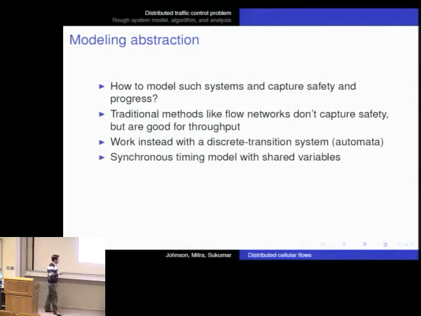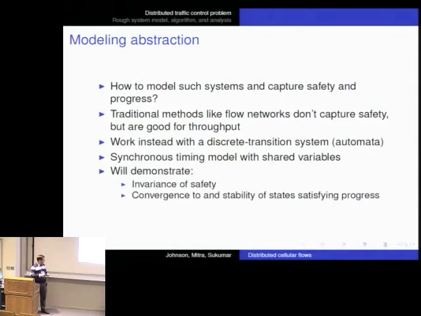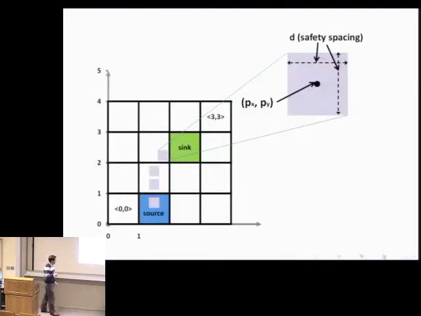So we're going to work in a discrete transition system. I have a synchronous assumption that all of these processes are working in a synchronous time model, and they have shared variables. What we'll demonstrate again is invariance of safety, so all states that are reachable remain safe, and convergence to states that actually make progress, and also stability of those states. So once you're there, upon certain actions stopping occurring, it'll continue. To get a little bit more concrete, this is the modeling abstraction we're working with.